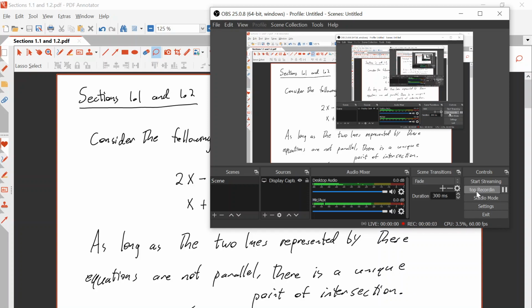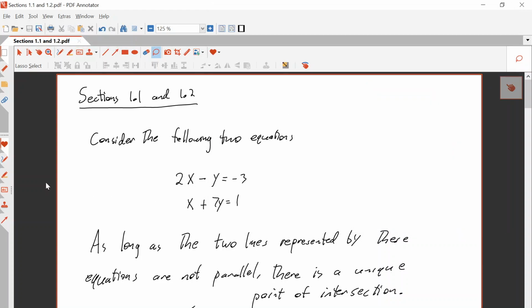Hello, everyone. This is the first lecture, and it will be a combined presentation on sections 1.1 and 1.2. By way of introduction, let's consider the following two equations. Two linear equations and two unknowns. Linear equations in that these equations represent lines in the two-dimensional xy plane. So 2x minus y equals minus 3, and x plus 7y is equal to 1.